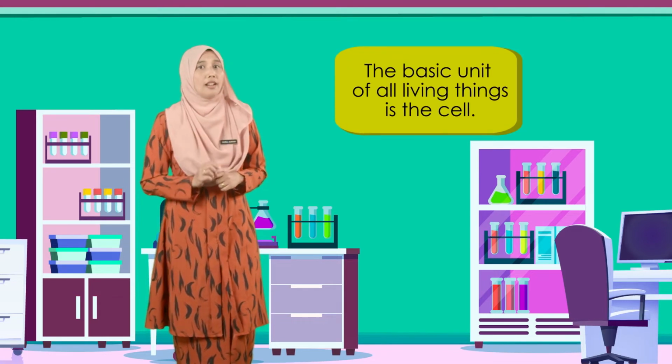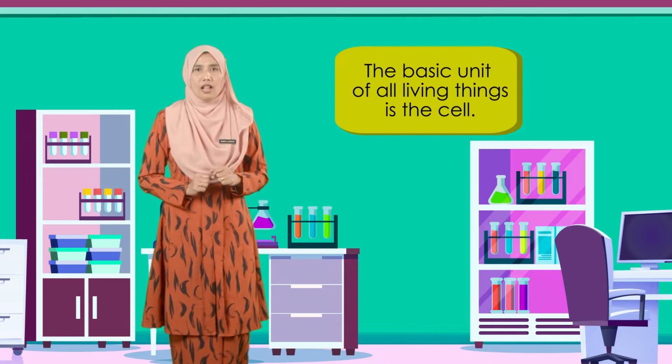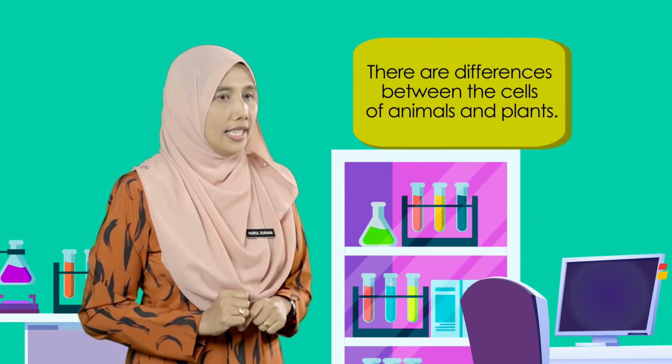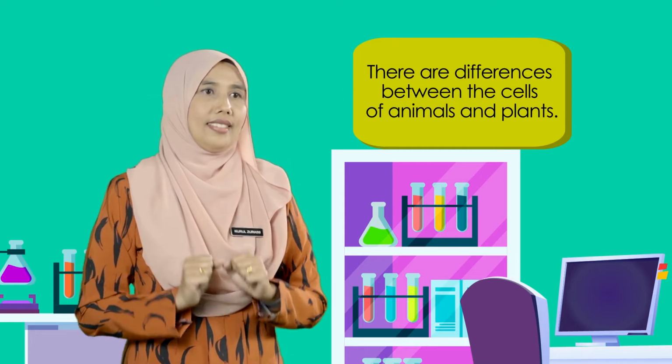Now, you already know that the basic unit of all living things is the cell. Are all cells the same? No. There are differences between the cells of animals and plants. So pupils, what do you think the structures of animal cells and plant cells look like?